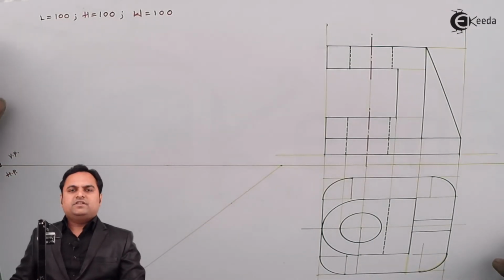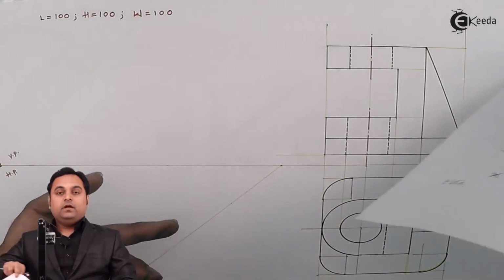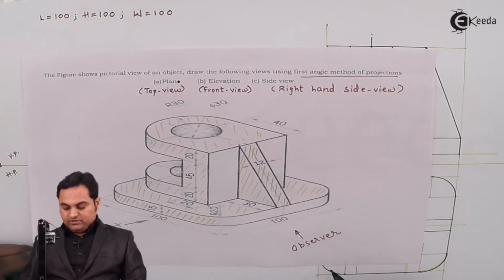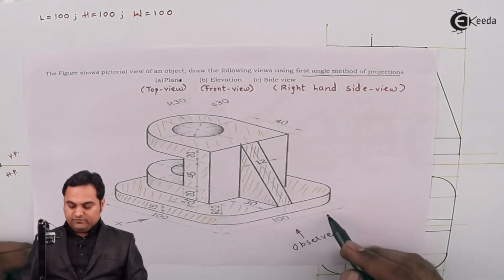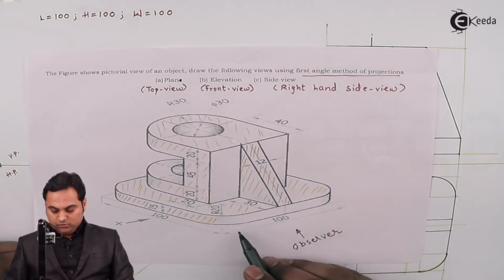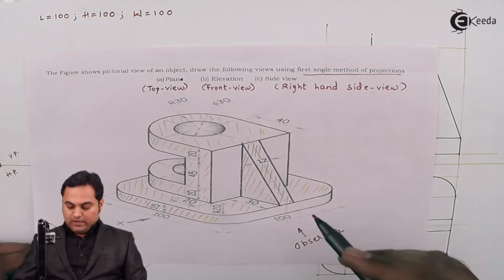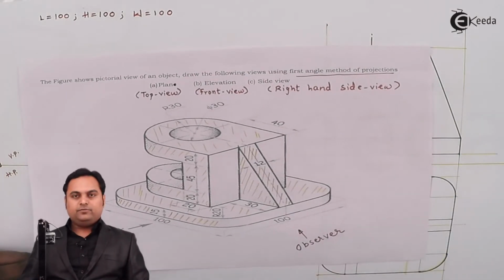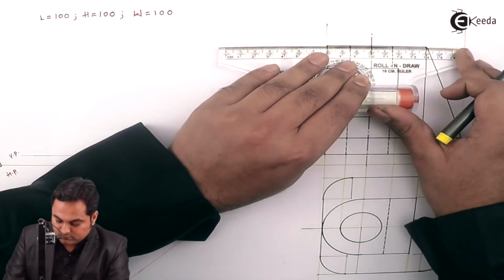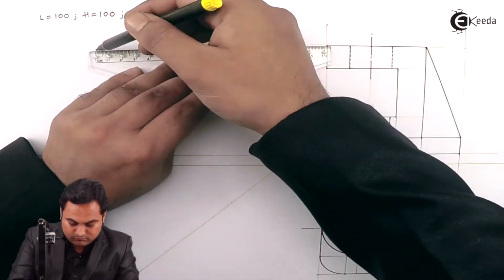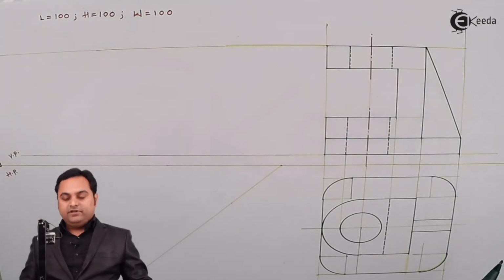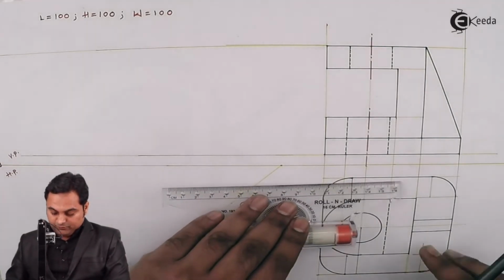Now when we are drawing the side view, out of length, height and width, from the side, height and width will be visible. It means length won't be visible in the side view, only width and height. So height we can get from the front view and width from the top view. So here I get the height of the side view. Now for the width, I'm going to take the projection from the top view.